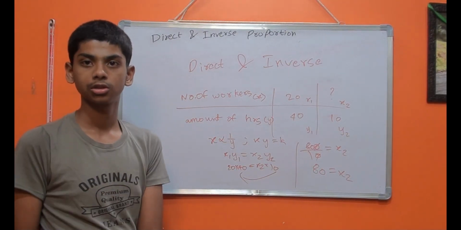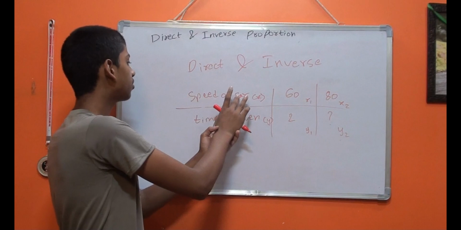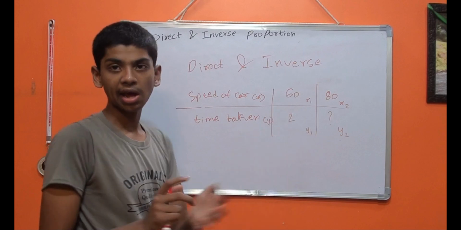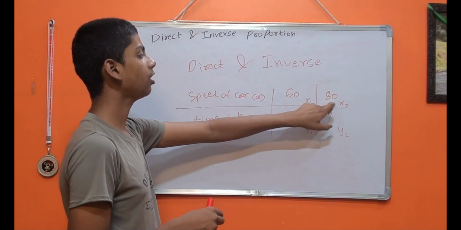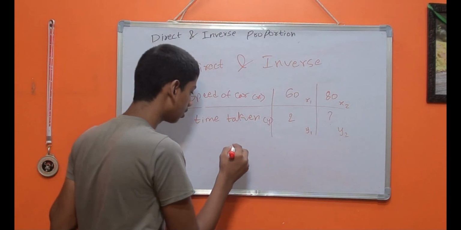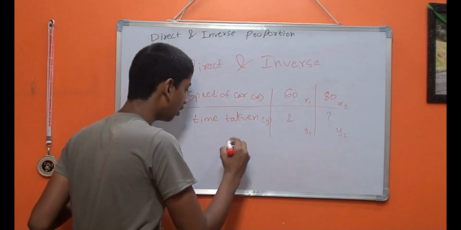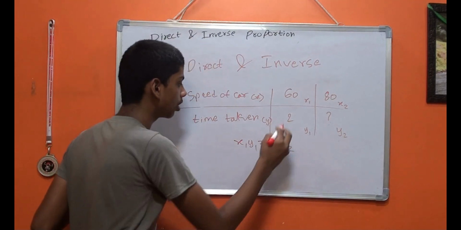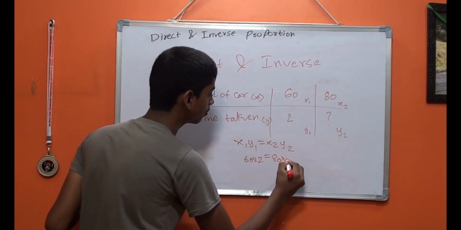Now let's see a few more sums on direct and inverse proportion. Friends, here our question is the speed of the car and the time taken. There is a certain distance where if you travel at the speed of 60 km per hour, it would take 2 hours. If we travel at the speed of 80 km per hour, we have to find the time taken. Now this is in inverse proportion. The formula would be x1 y1 equals x2 y2. Now here it would be 60 into 2 equals 80 into y2.